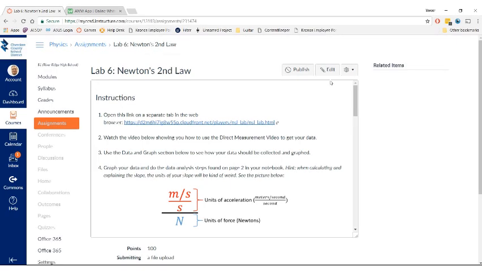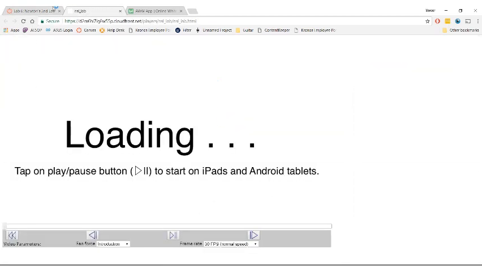Here I'm going to show you how to gather the data that you're going to need for Lab 6, Newton's second law. So this lab is a little different in that it's kind of a virtual lab, or kind of a simulation, because you're not actually going to be getting out lab equipment, you're going to be gathering data from a video. So first you need to open up the video, so click that link here.